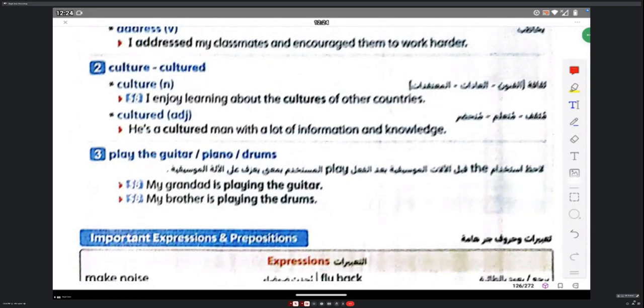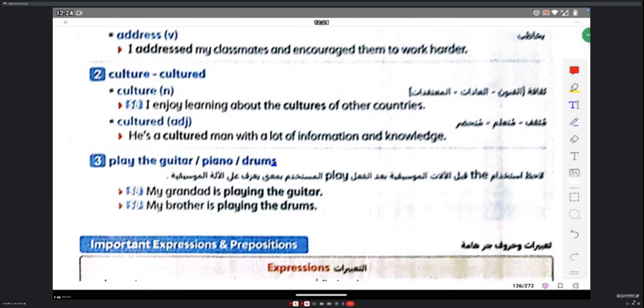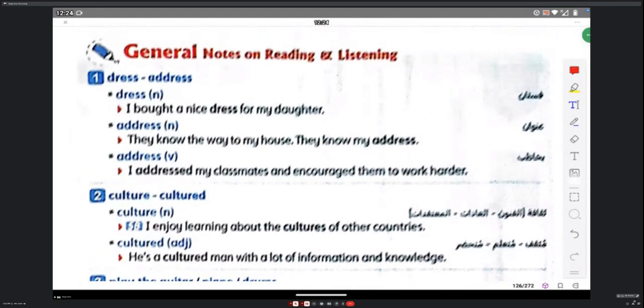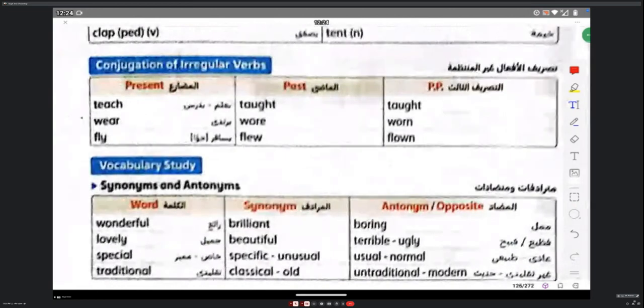Play the guitar, the piano, the drums. We use the before all instruments of music, and we use the verb playing with them. My granddad is playing the guitar. He is playing the drums. Play a musical instrument. Now, the examples can be read by all of you.